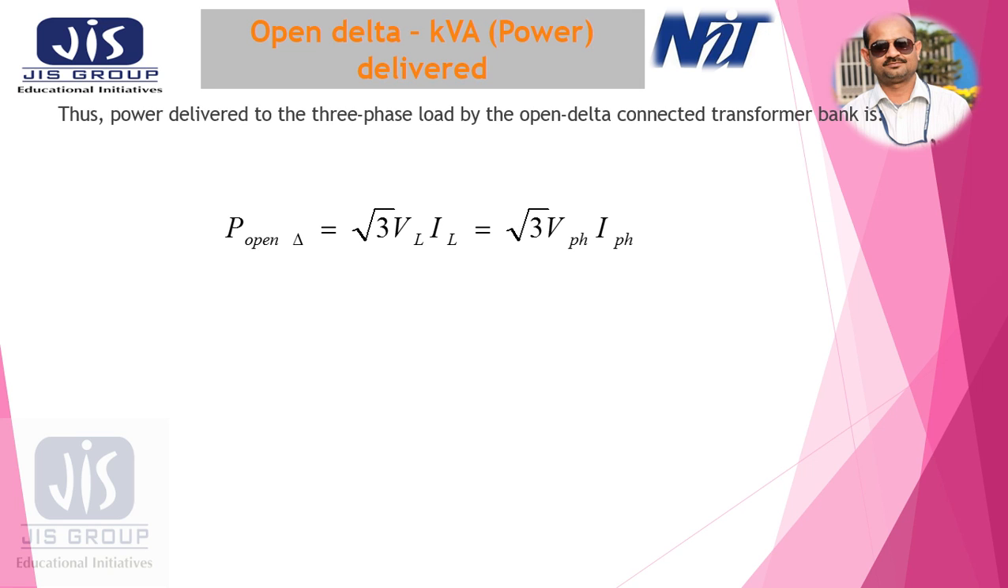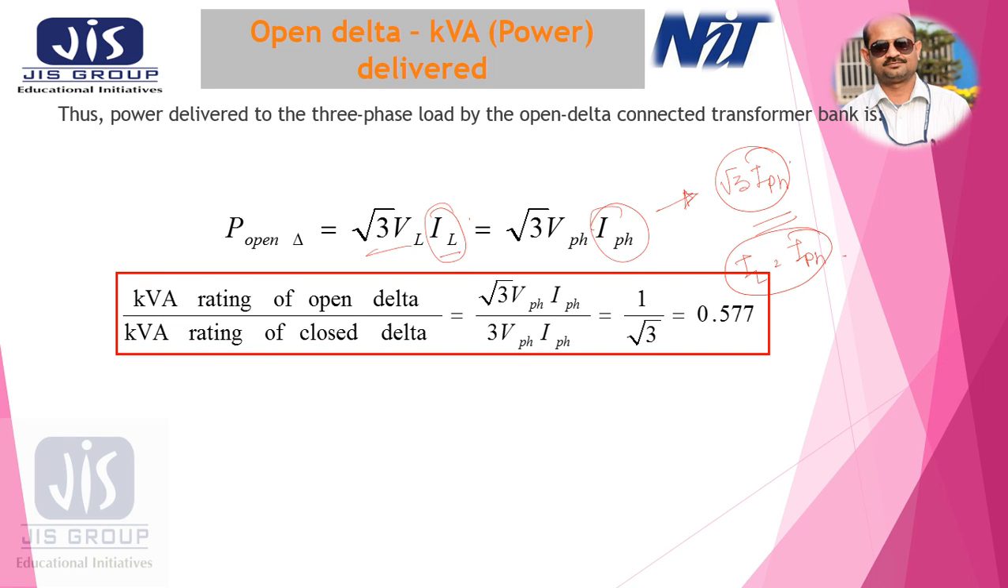So what will be the power for open delta? It is root 3 VL IL. Now this IL will remain as I phase. This will be not root 3 I phase, what we have seen in case of delta connection. So it will only draw the line current. So phase current and line current will be same. So previously it was 3 V phase I phase. Now it is becoming root 3 V phase I phase.